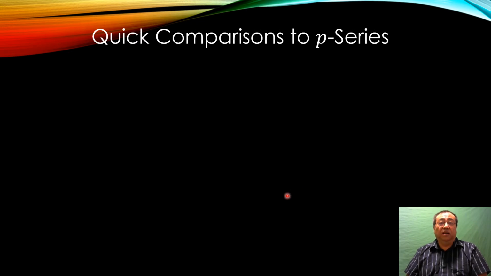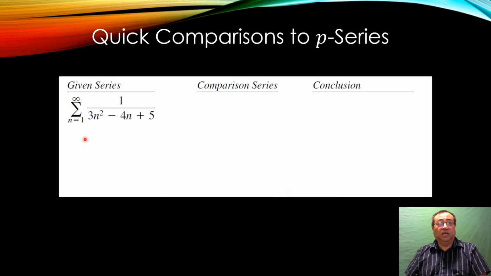Alright, quick comparison to p-series. Here, this is 1 over 3n squared, so we're basically going to ignore the negative 4n plus 5. In fact, when we compare, we don't even worry about the coefficient. We only care about the highest exponent of the variable. Since this converges by the p-series test, then this will also converge, and you can use the comparison test to prove it.